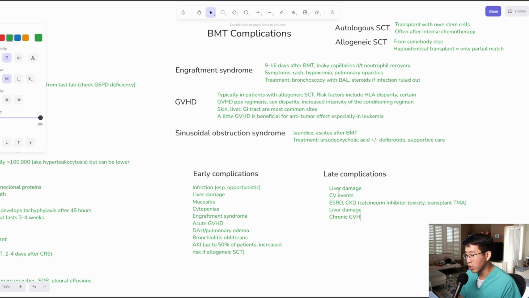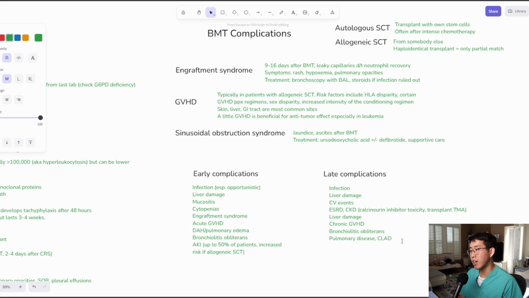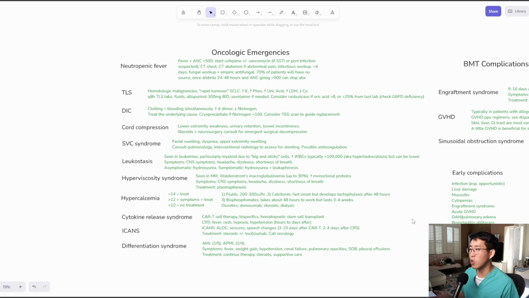You can have chronic graft versus host disease, bronchiolitis obliterans, again, still going to be causing scarring down of that lung tissue. Pulmonary disease is also common, and you can get this thing called chronic lung allograft dysfunction. And finally, these patients are also at increased risk of developing diabetes, hypothyroidism, hypogonadism, all sorts of these other chronic diseases. All right, well, I hope that was a useful overview of oncologic emergencies and complications.